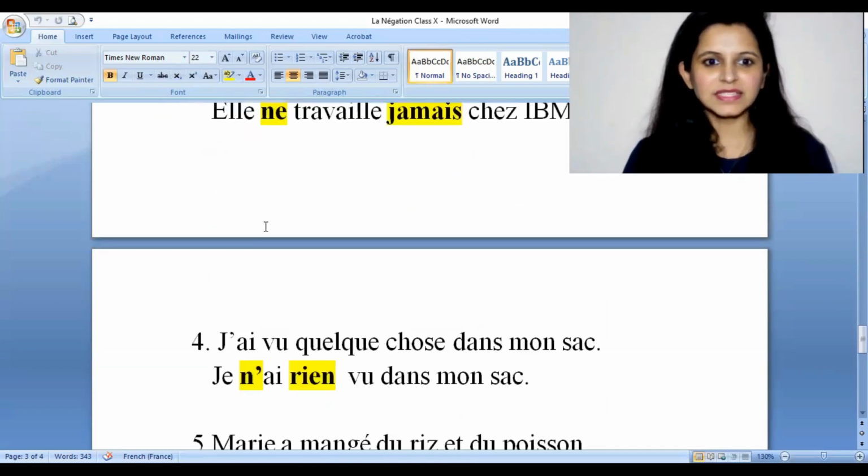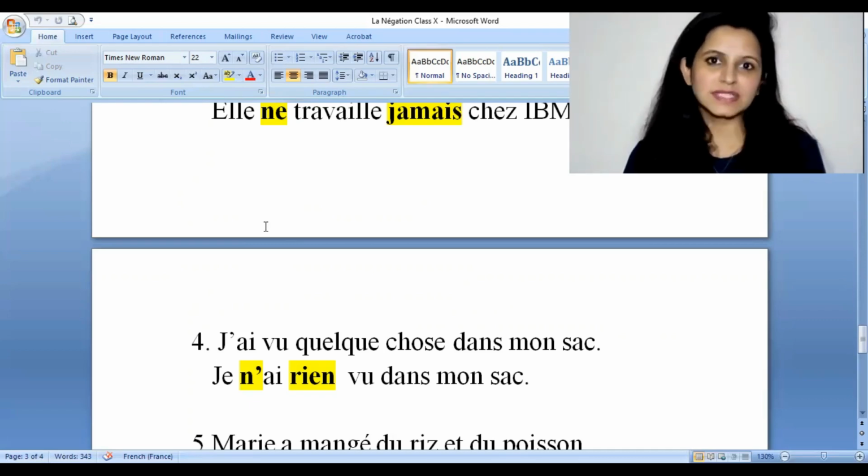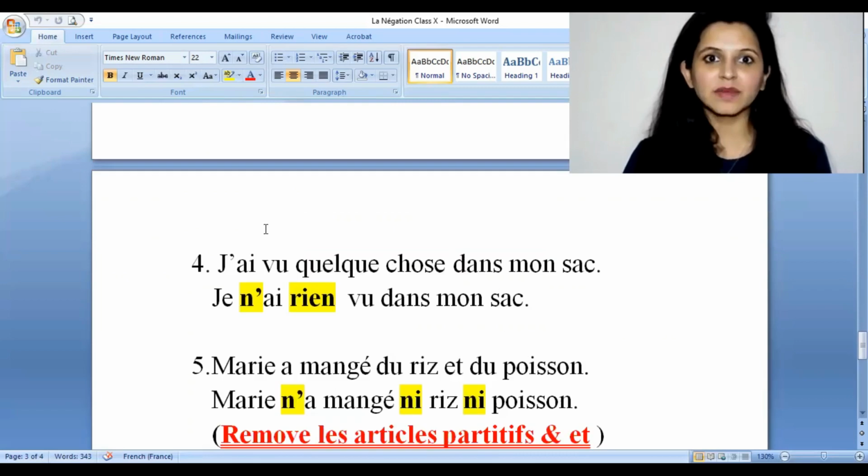Correct? Next sentence, j'ai vu quelque chose dans mon sac. Now it's in past tense. So the negative will always be with the first verb. Yes, except personne and nulle part. Correct. Personne and nulle part will be after the second verb. All right. So, je n'ai rien vu dans mon sac. I didn't see anything in my bag.